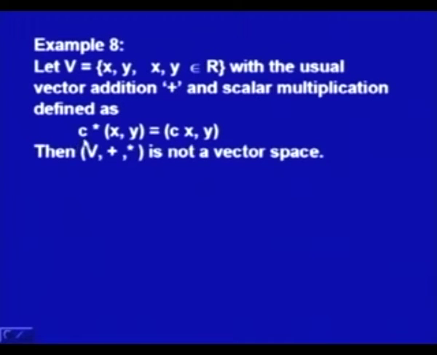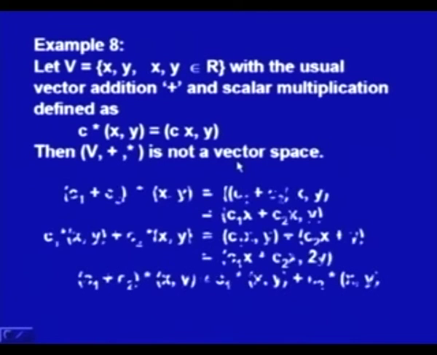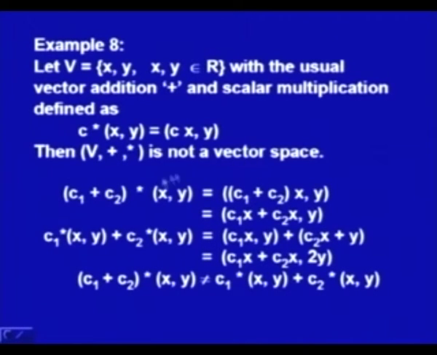See, earlier we were taking c star x comma y as c x comma c y. Now, I have changed the meaning of scalar multiplication here. It is c star x comma y is simply c x comma y, and that means then V with plus and star is not a vector space. One can prove it very easily.